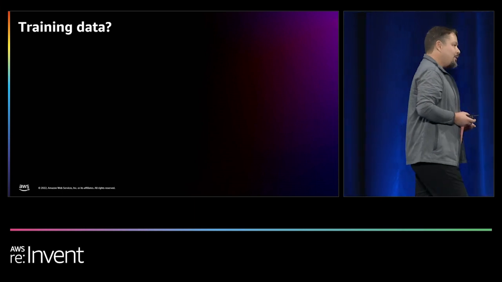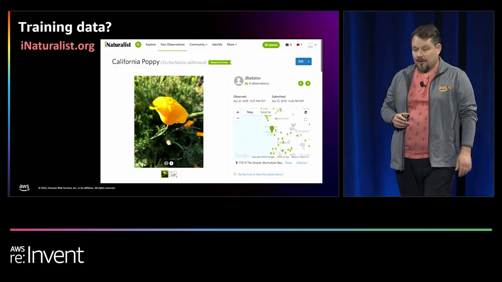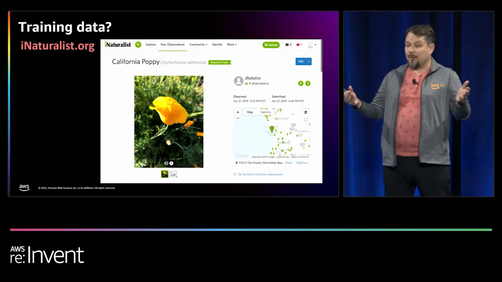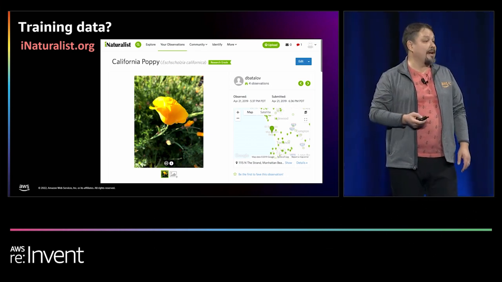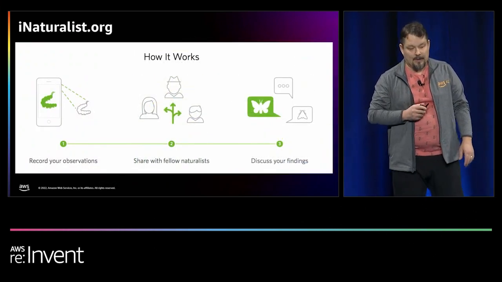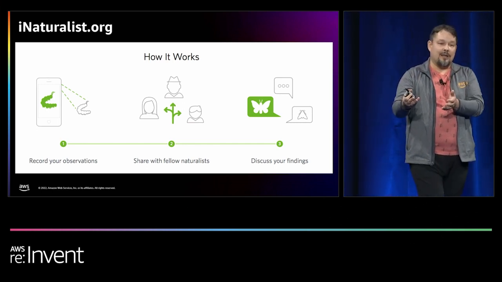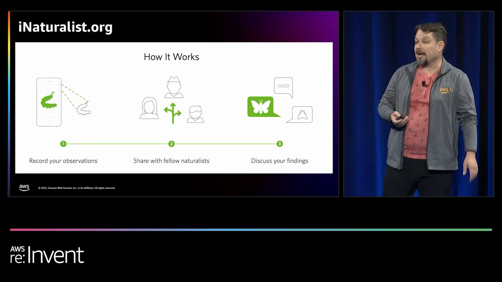So we're going to take a training data set from iNaturalist, which maintains a website and a mobile phone application and brings together amateur naturalists with specialists to help identify species of plants and animals in pictures. So you take a photo with the app, you upload it, and you share it with a community that helps you actually arrive at a scientific identification.